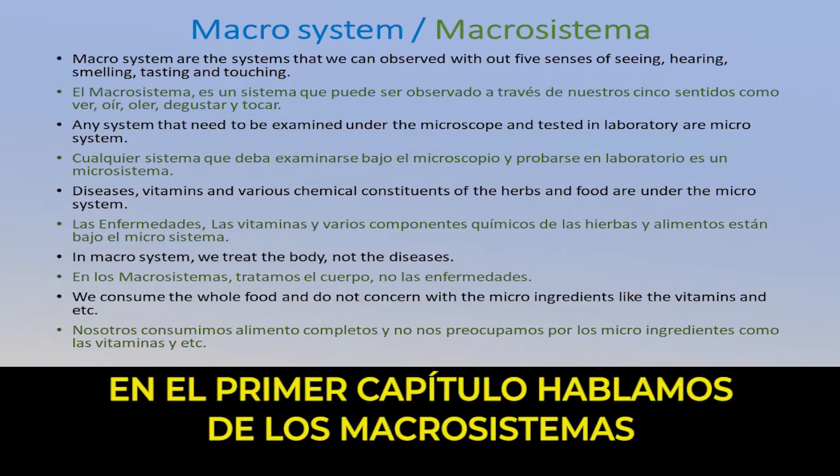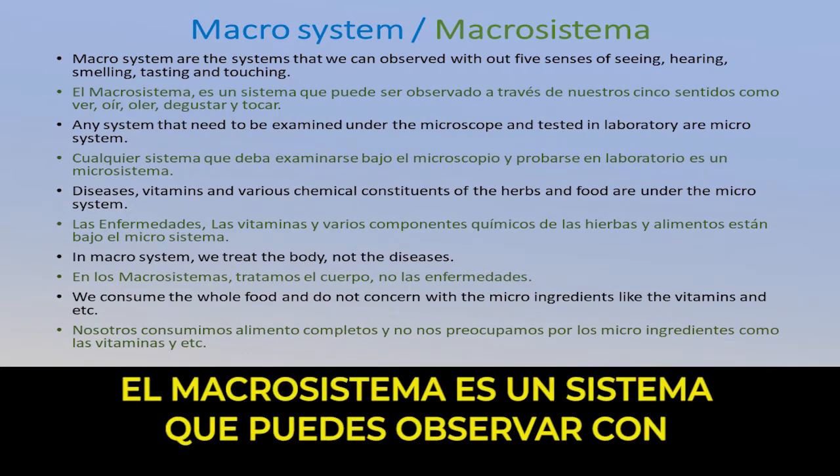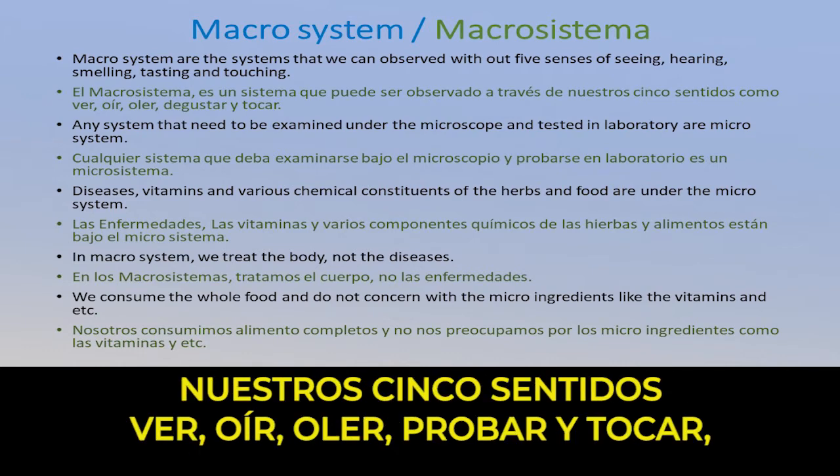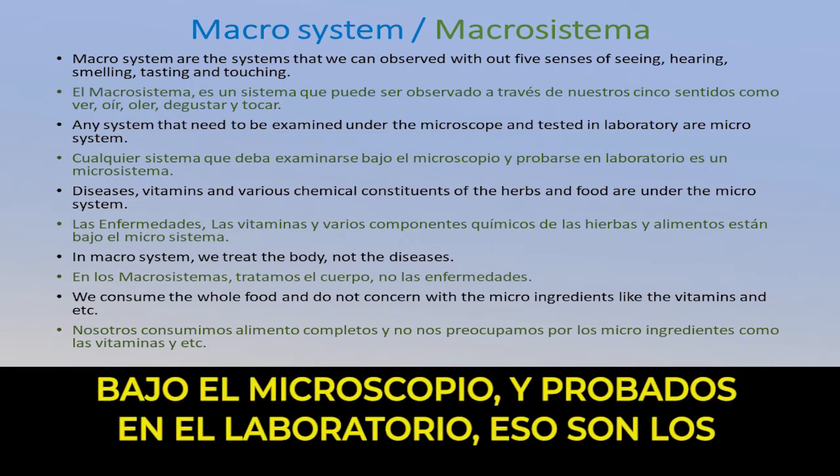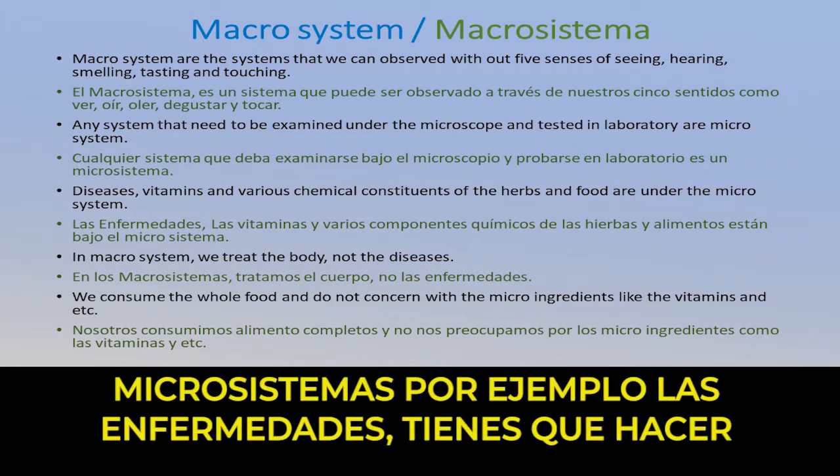In the first chapter, we talked about the macro system. Macro systems are systems that you can observe with our five senses of seeing, hearing, smelling, tasting, and touching. Now, all systems that need to be examined under the microscope and tested in the laboratories are the micro system.